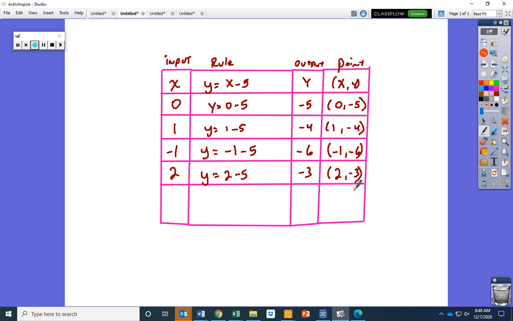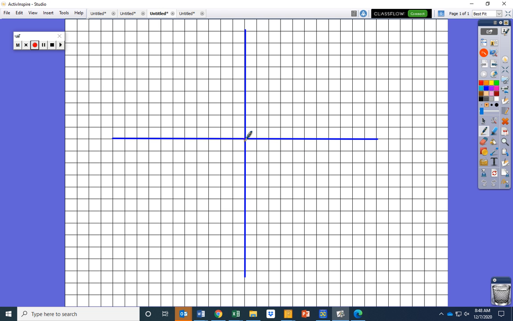Now, obviously, this is a really simple example. This is a very easy function rule that I have. Let's go back and graph this. Did you guys copy these down? So my first point is 0, negative 5. So I'm going to go over 0 and where? Down 5. So my first point should look like that, right?